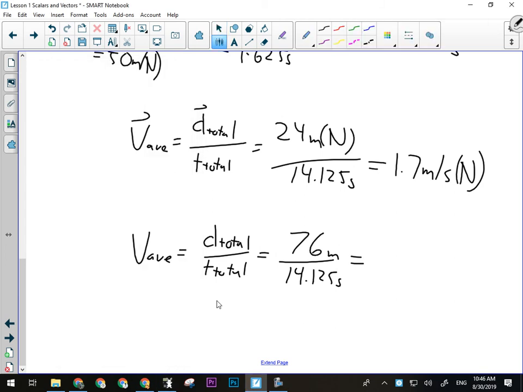Do I need a direction on that? No. In fact, I can't have a direction on that because during that time I went both north and south.